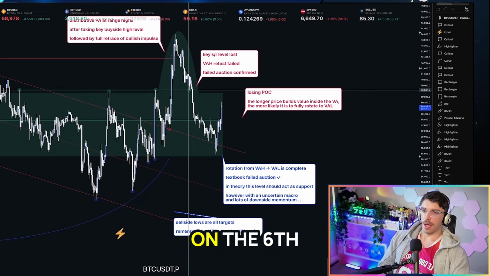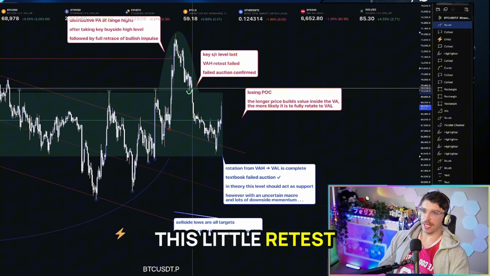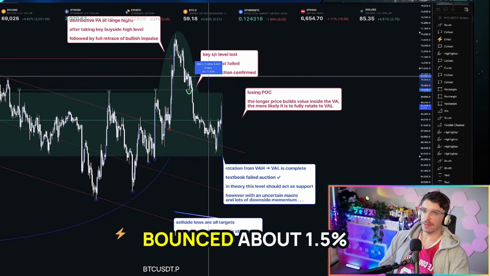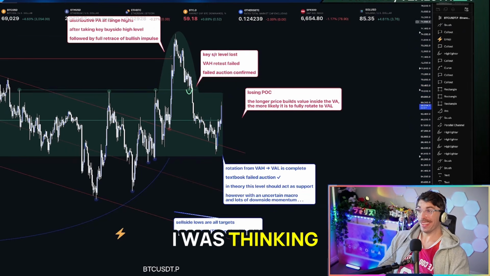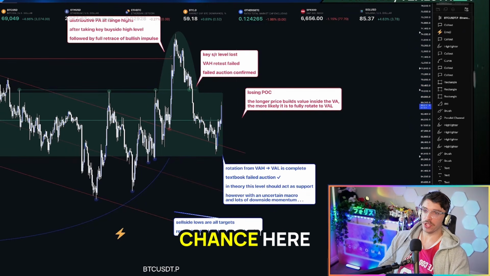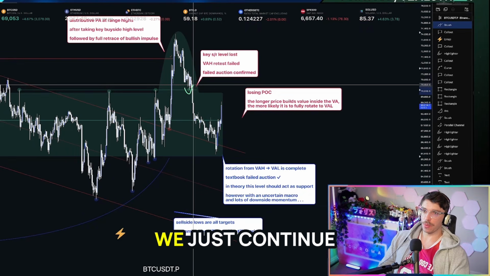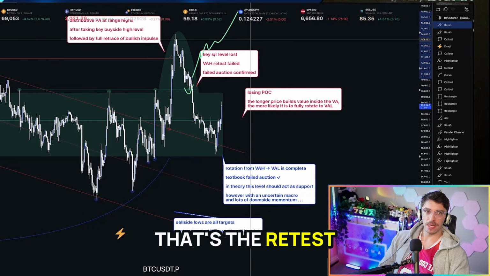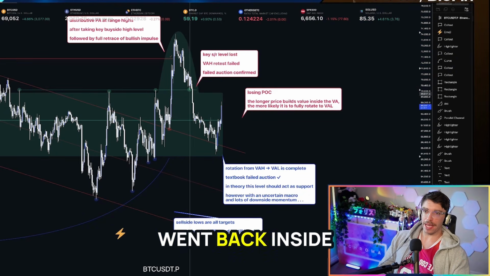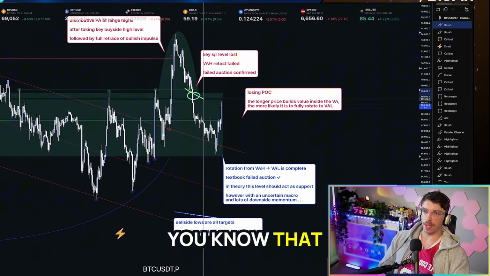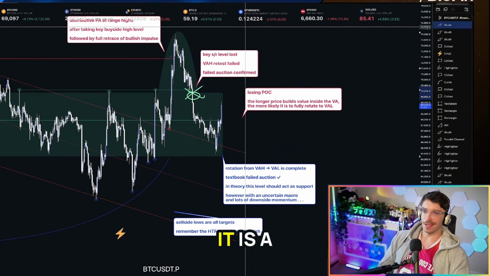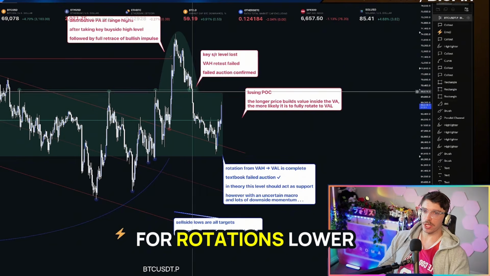I mentioned that on the 6th of March, we actually had this little retest here and price bounced about 1.5%. I was thinking, yeah, if this continues, bulls might be in with a chance here. You know, we bounce here and we just continue higher. That's the retest. But we rolled over and we went back inside the value area. At that point, you know that the auction has failed. It is a confirmed failed auction, and you look for rotations lower.